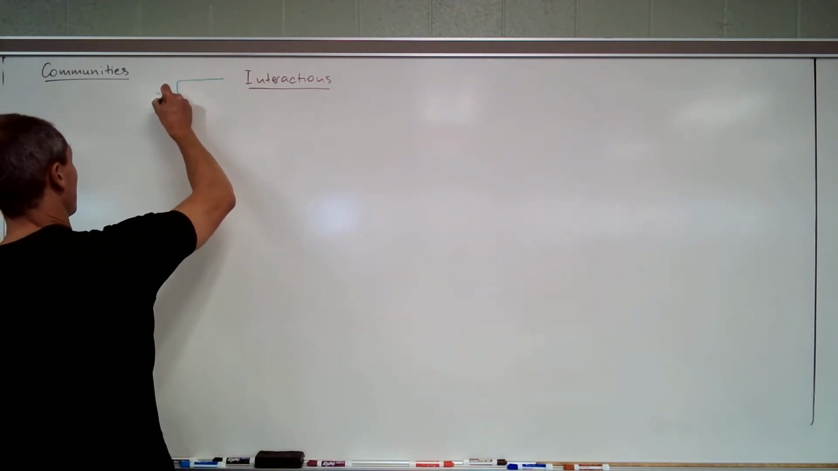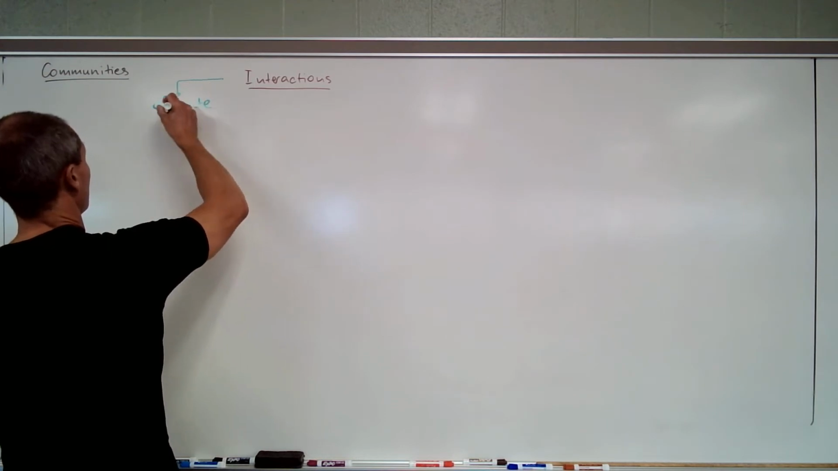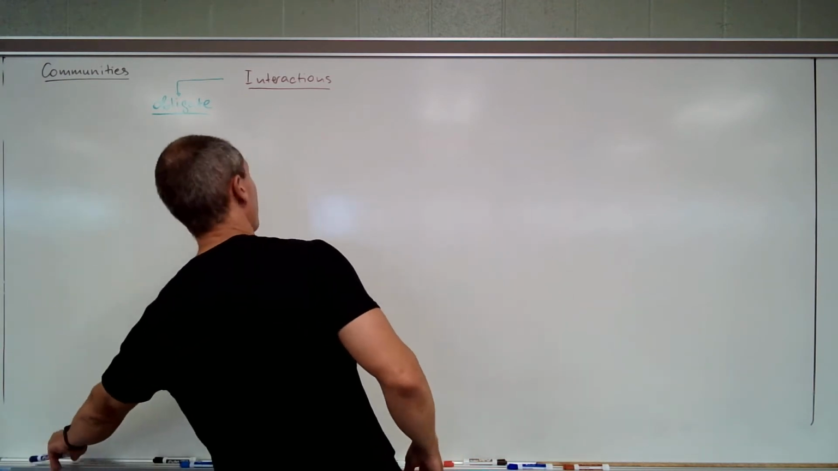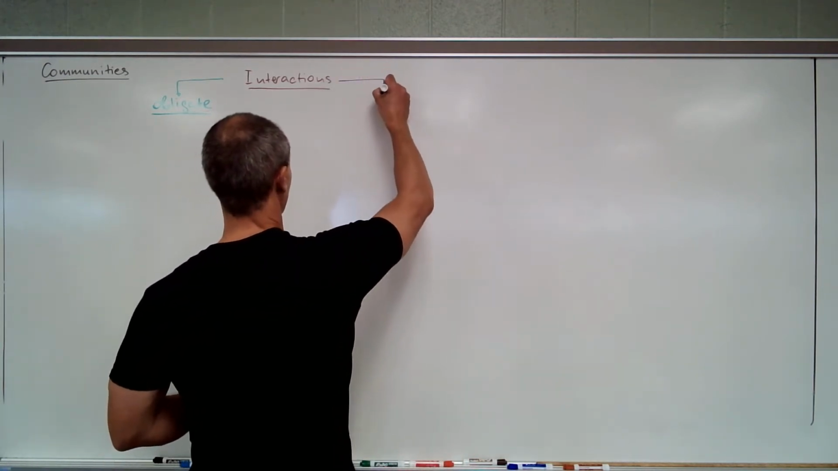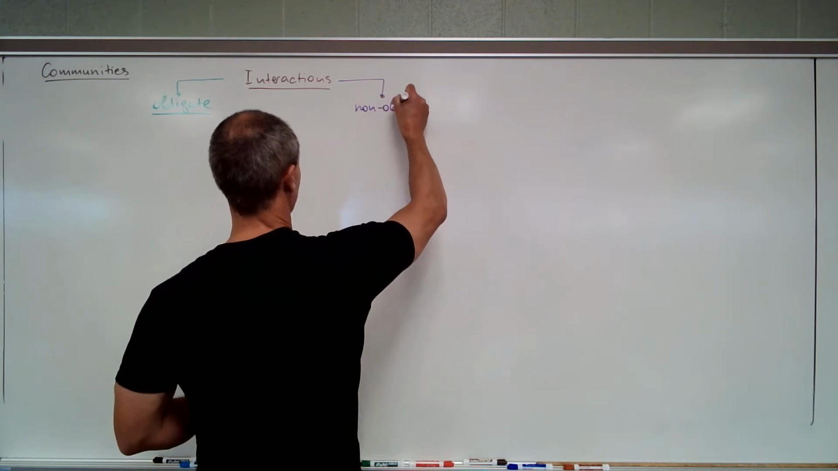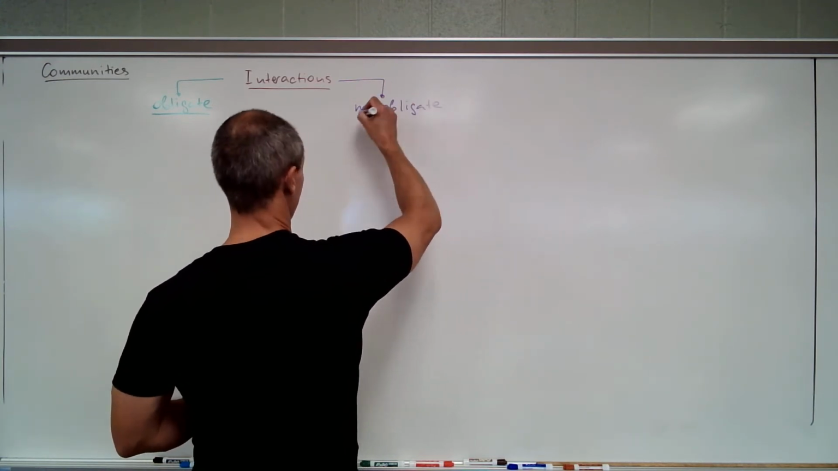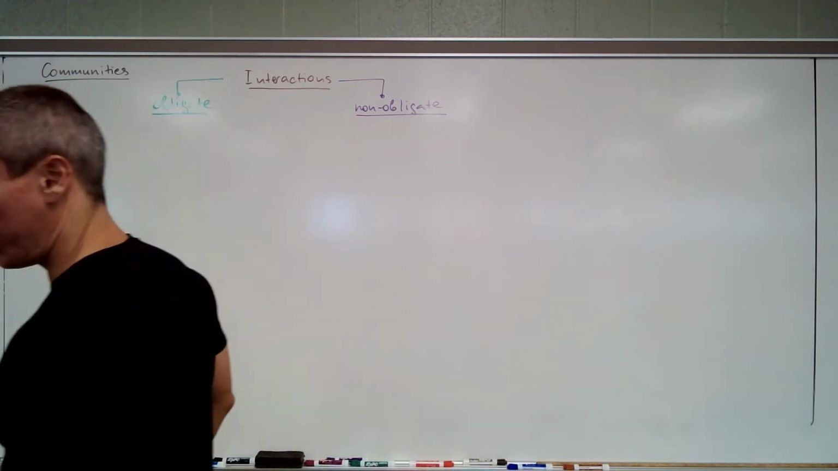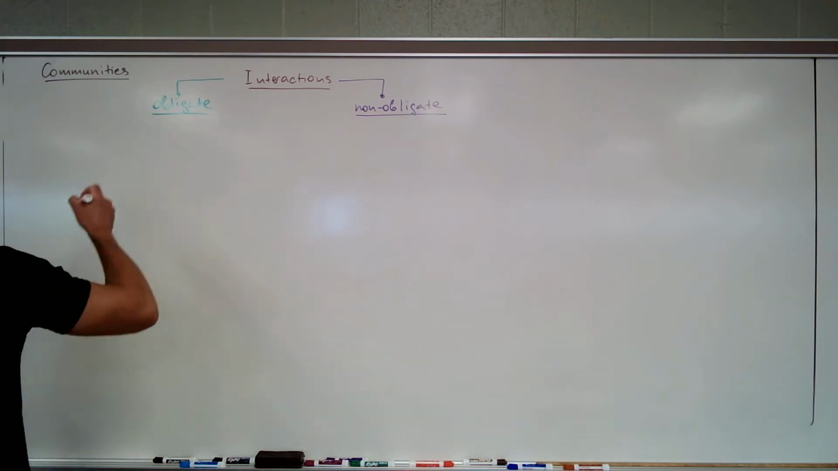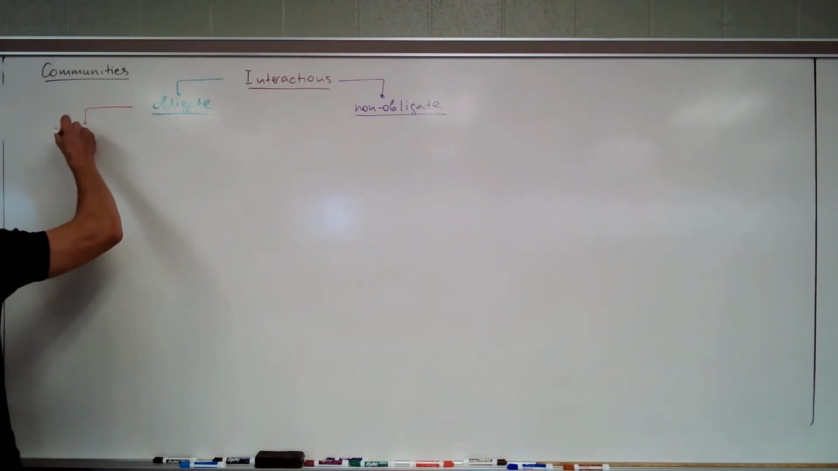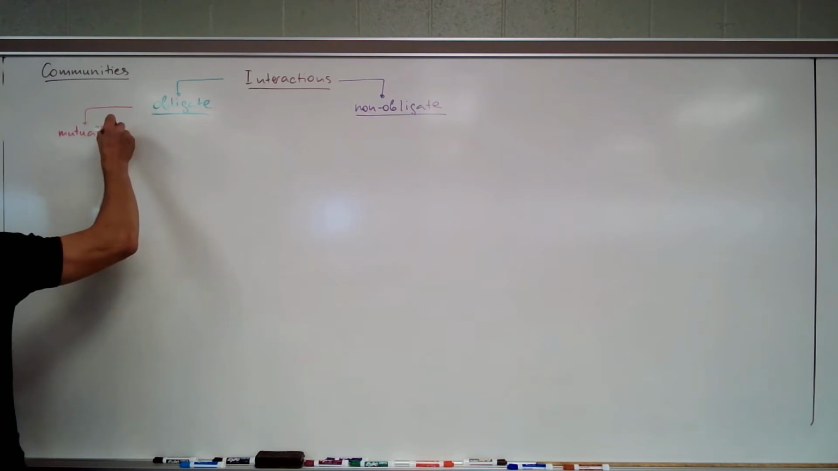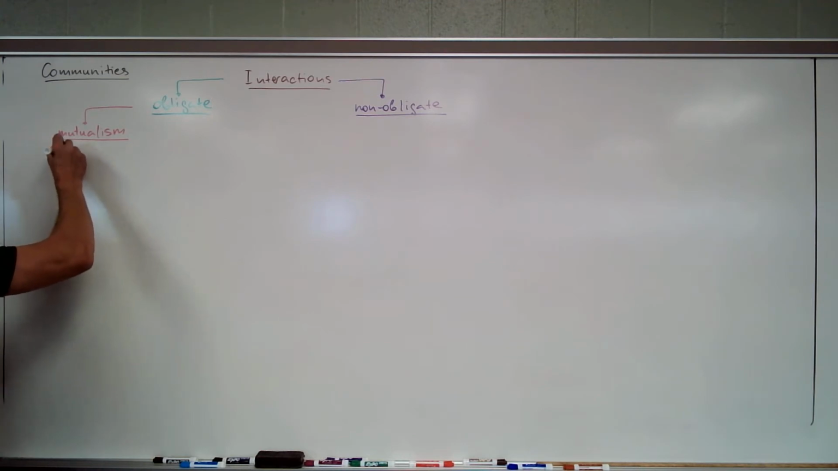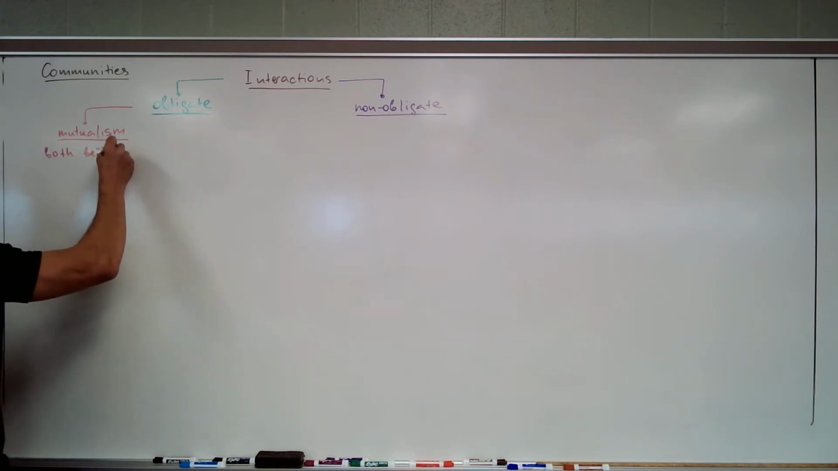So, obligate interactions means they must, and non-obligate or non-mandatory, they don't have to. So let's start with obligate interactions. The first type of obligate interactions between microorganisms is mutualism. In mutualistic relationships, both partners benefit from the interaction.